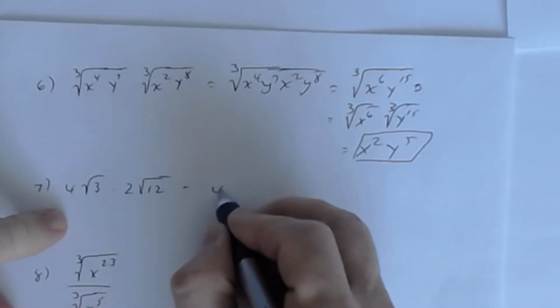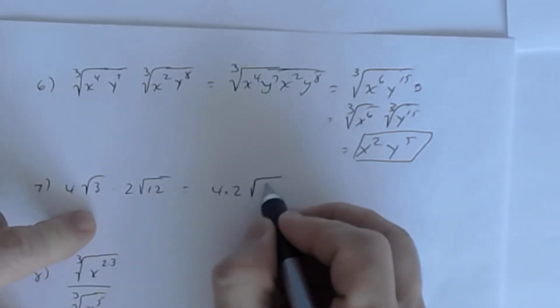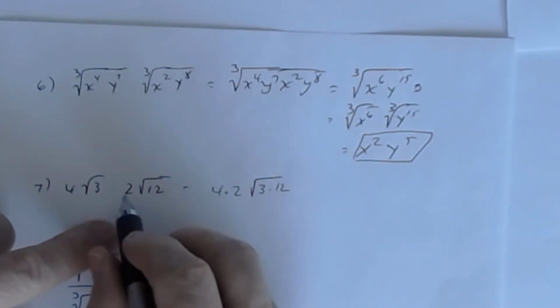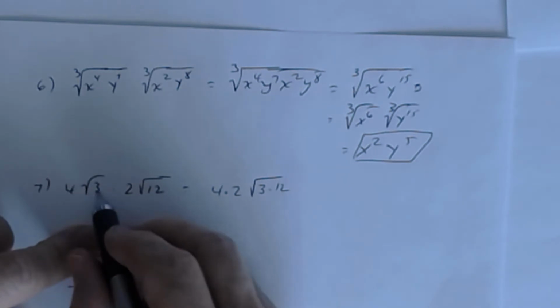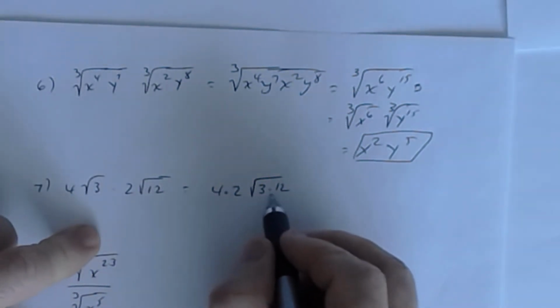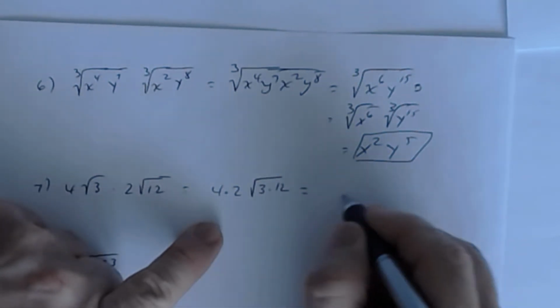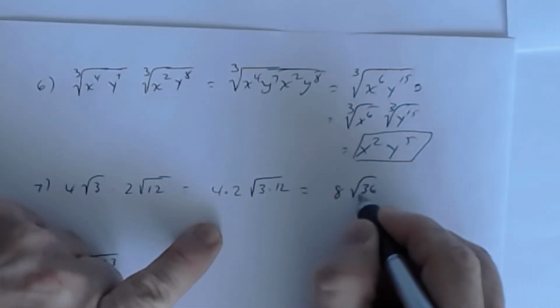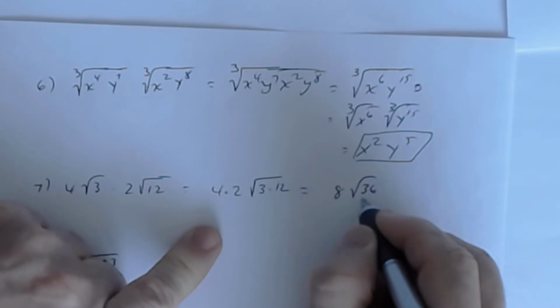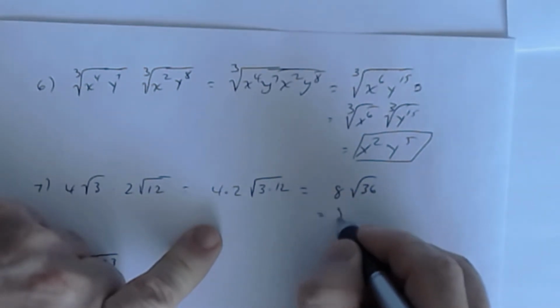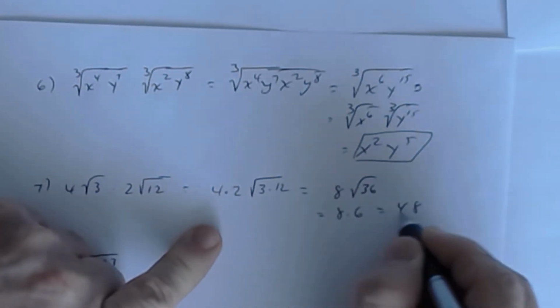Over here, now the way I would do this is, first of all, I would write it as 4 times 2. And then I have the square root of 3 times 12. Okay, so we see the square root of 3, square root of 12 becomes the square root of 3 times 12. And 3 times 12 is 36. So 4 times 2 is 8, square root of 36. 36 is a perfect square. The square root of 36 is 6. So I get 8 times 6, which is 48.